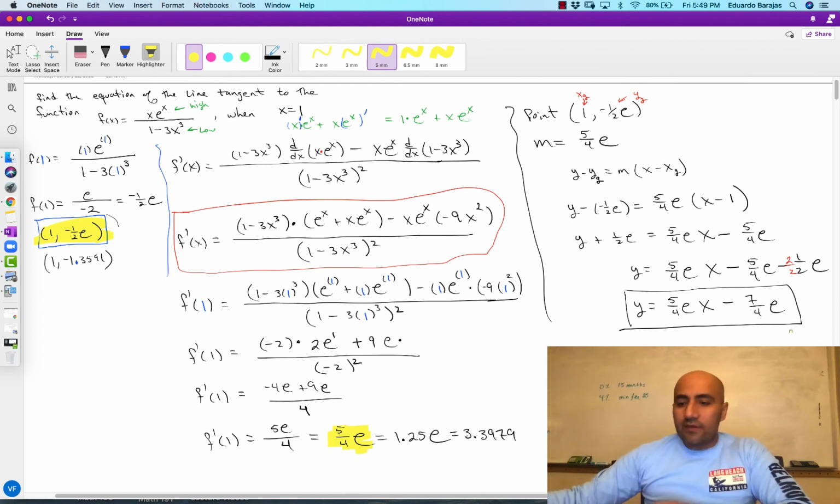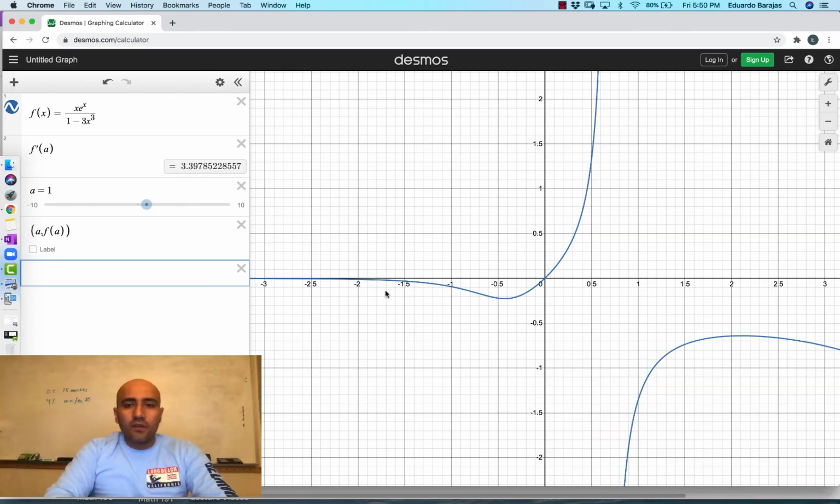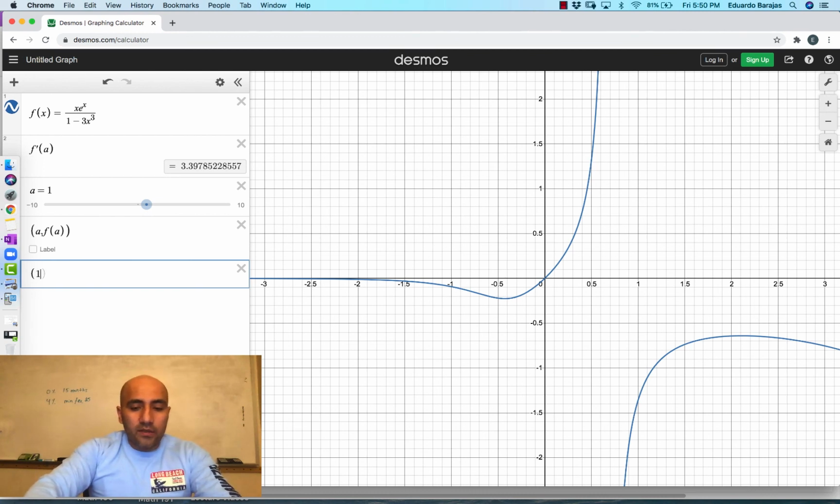And let's graph it and confirm with Desmos. Okay, so here in Desmos, I typed in our equation. So here it is in this blue. Right, so it looks like it's got a horizontal asymptote whenever the denominator equals 0. All right, but we're interested in the point 1 comma negative 1/2, so let's graph that.